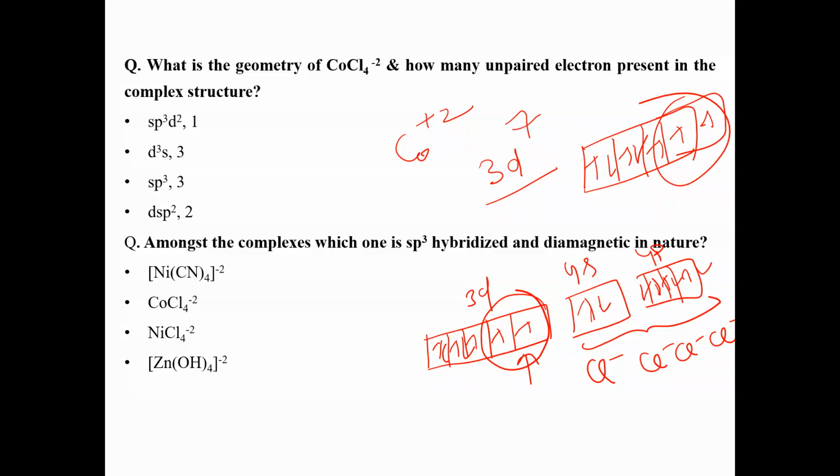So what will be the hybridization? It will be sp3, and the geometry will be tetrahedral. So this option will be the right one. Similarly, you can calculate for the next one: amongst the complexes, which one is sp3 hybridized and diamagnetic in nature.